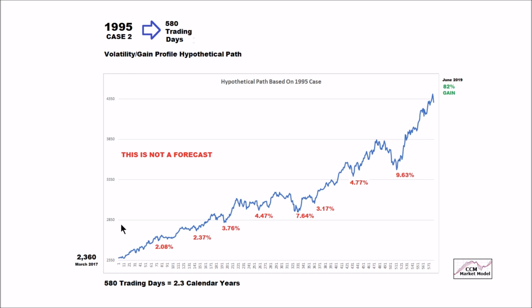If we followed the same path in 2017, so roughly 2360 on the S&P 500, and we followed the same path that stocks did in 1995, looking out 580 trading days, the gain would have been, hypothetically, 82%, and we would have rallied from March of 2017 all the way till June of 2019. And once again, to capture the 82% gain in this hypothetical scenario, you had to withstand volatility along the way.